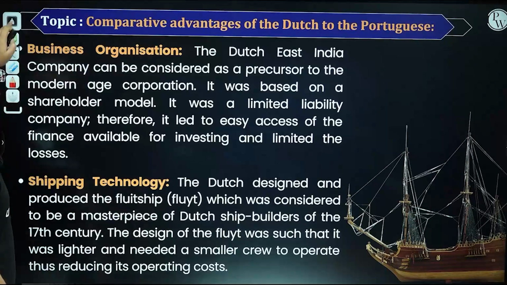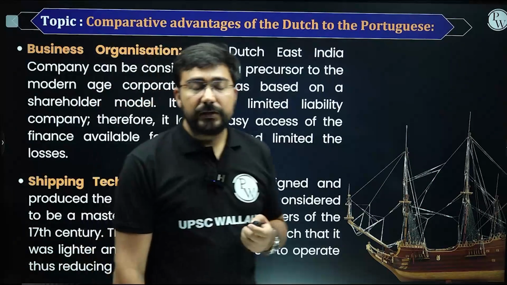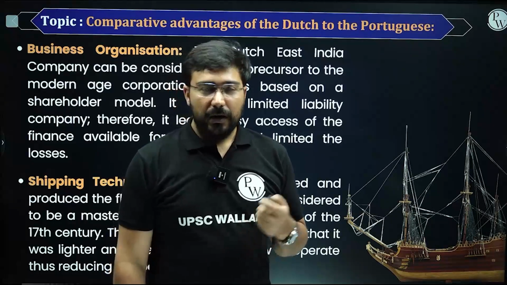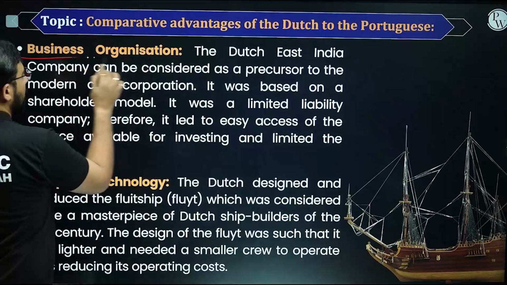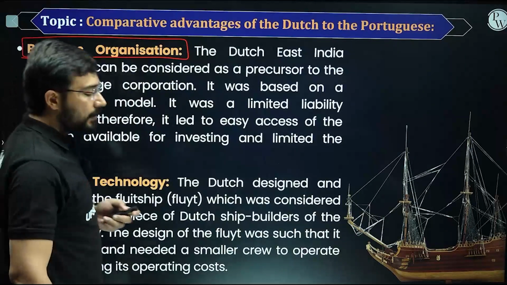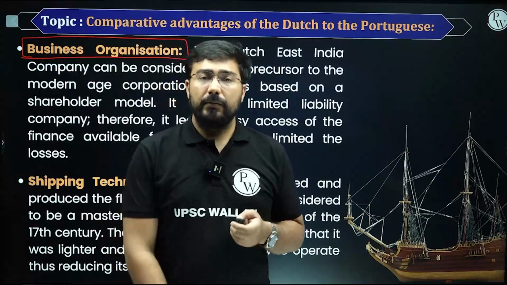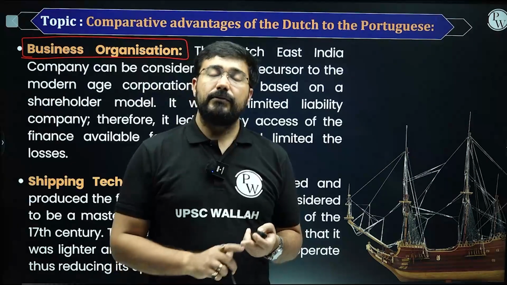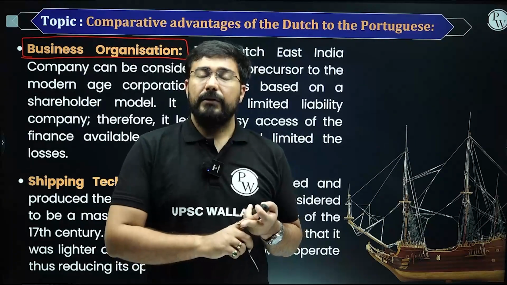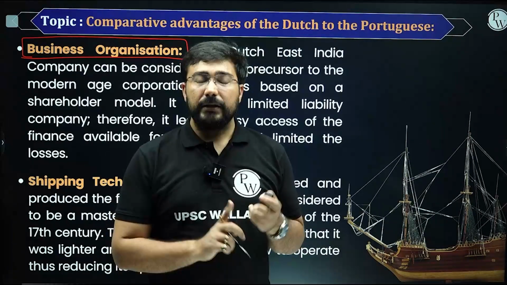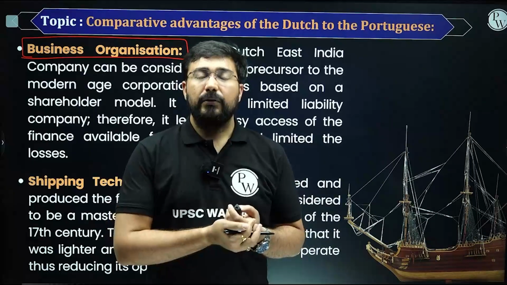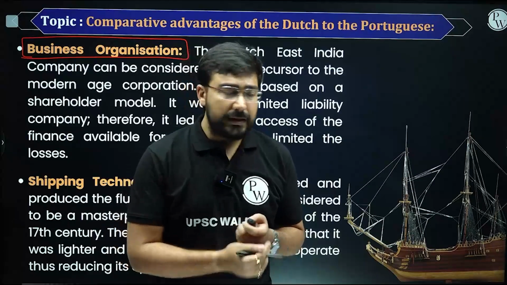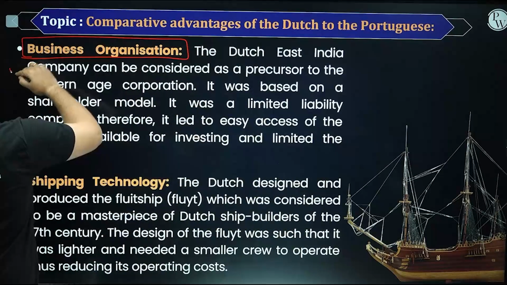So why did they become stronger than the Portuguese? What were the factors working in their favor? Let us try to understand them. First is very obvious, business organization. This Dutch East India Company was a limited liability company, based upon the shareholder model. So it had access to finance, it was professionally run, it was not a fiefdom of anyone. That's why all these qualities helped them. They could focus on trade and commerce in a remarkable manner, get the best of the margins, which increased their profits. That's why this company was very, very strong.